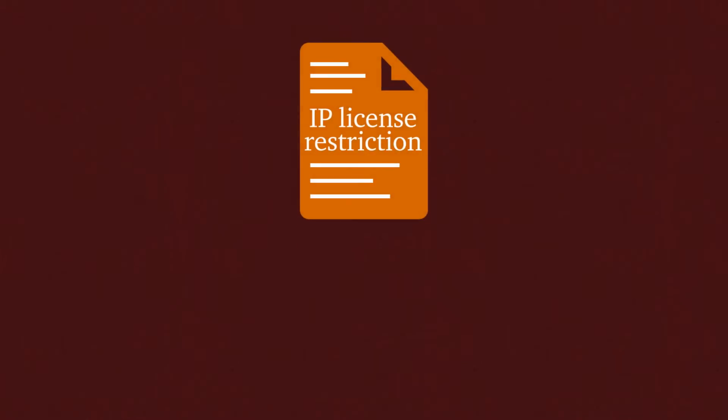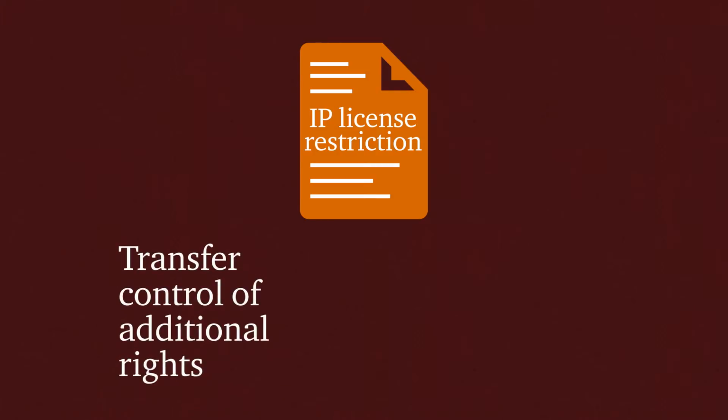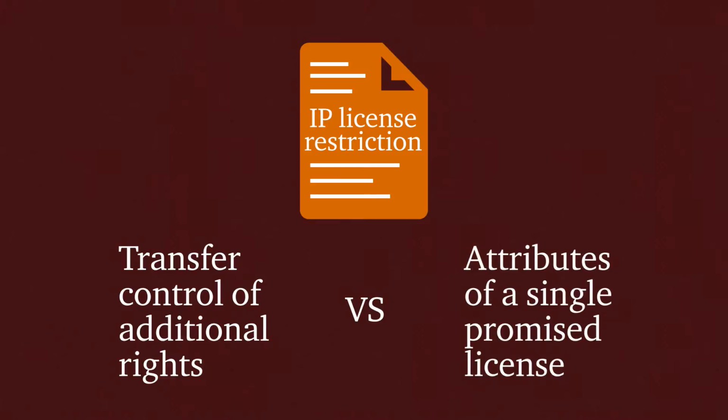The amendment also provides additional guidance on how restrictions included in an IP license arrangement might affect the number of performance obligations in a contract. Contractual provisions that require an entity to transfer control of additional rights during the license term should be distinguished from contractual provisions that define the attributes of a single promised license.